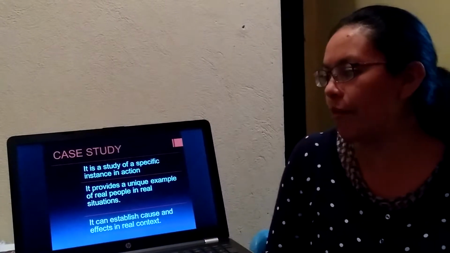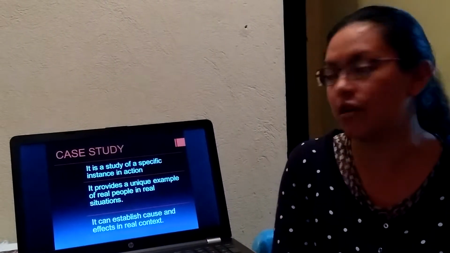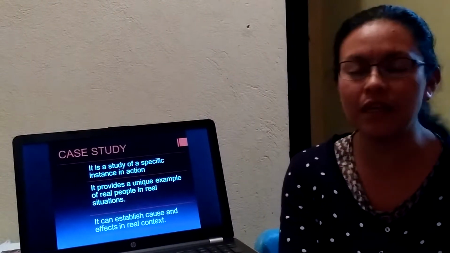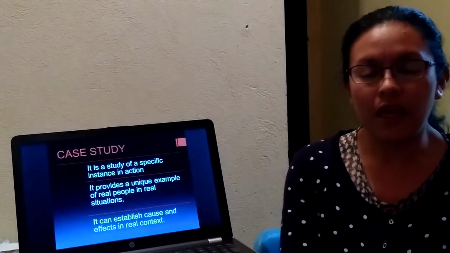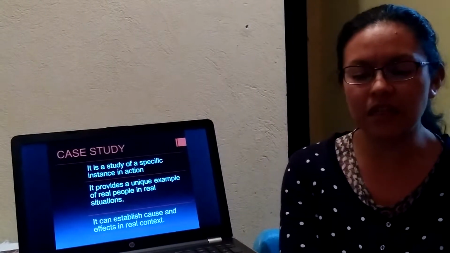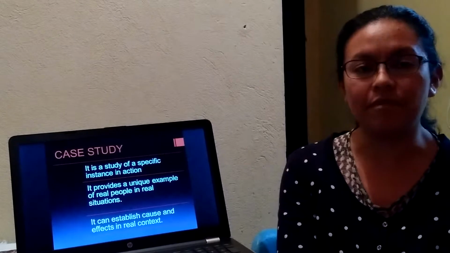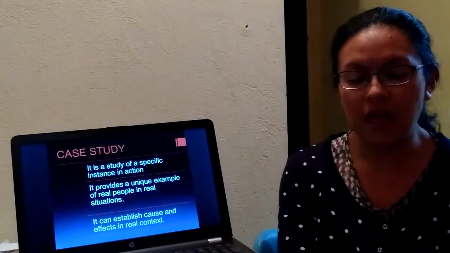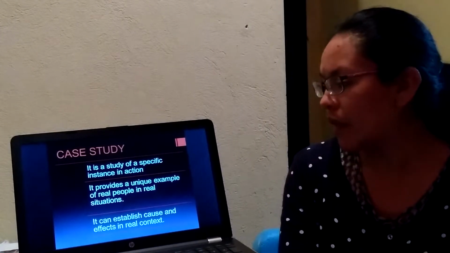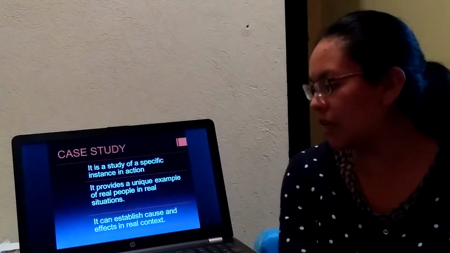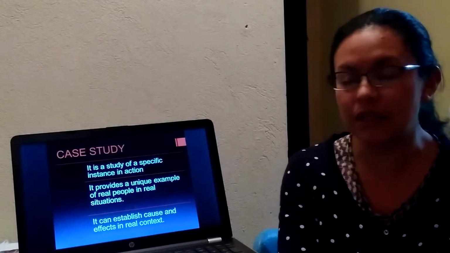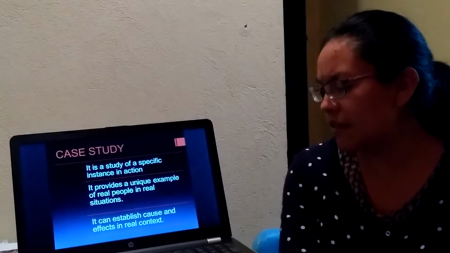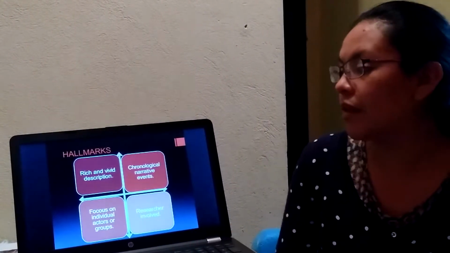Okay, talking about the case study, what is this? This is a study of a specific instance in action. The single instance is of a bounded system. For example, a child, a class, a school. It provides a unique example of real people in real situations. It can establish cause and effects in real context.